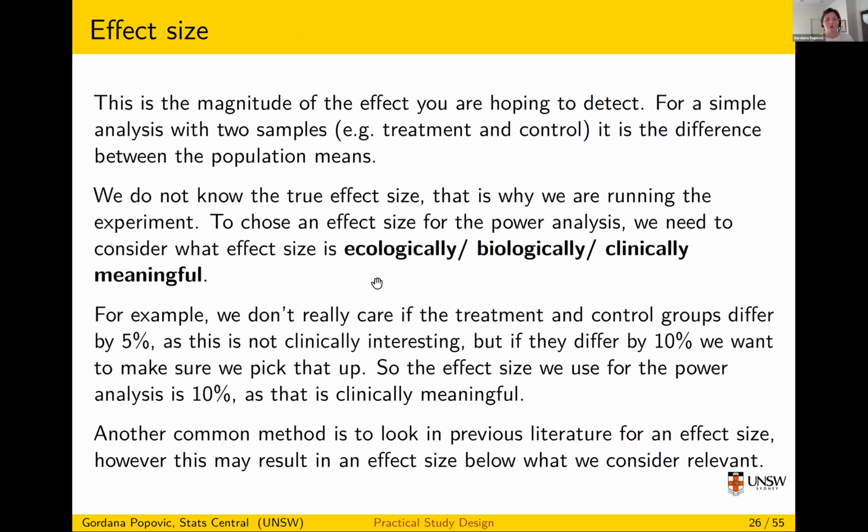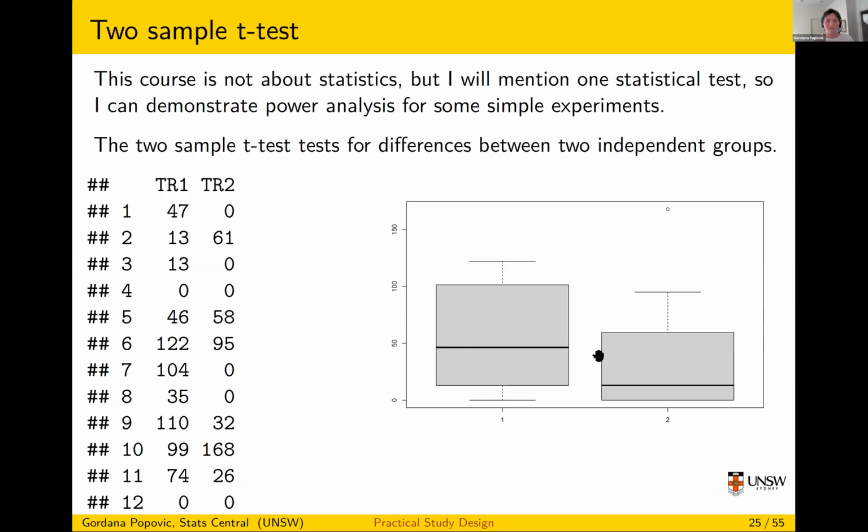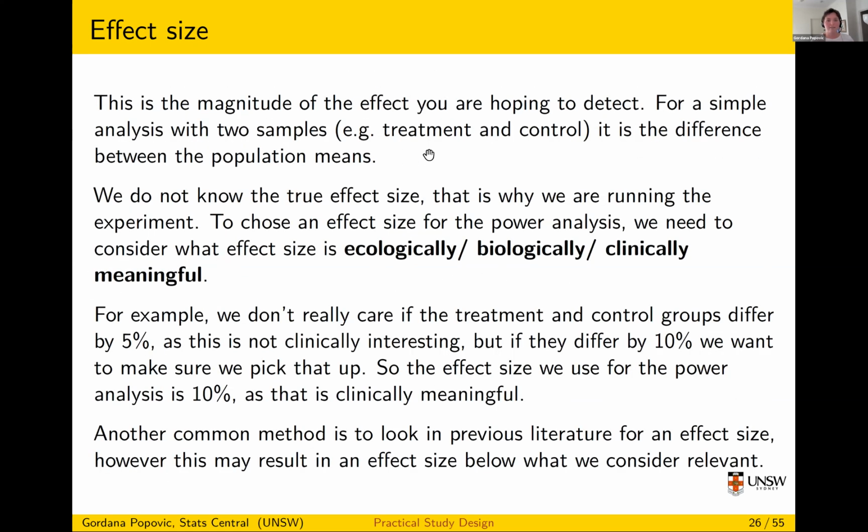Okay. So we need an effect size. This is the magnitude of the effect that you're hoping to detect. If you have this kind of case where you have two groups and you're interested in their difference, then the effect that you're trying to estimate is the difference between the population means. That's what you'd really like to know. Is there a difference in the population means and how big is the difference between them? So that's the effect.